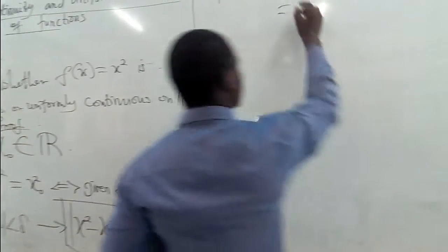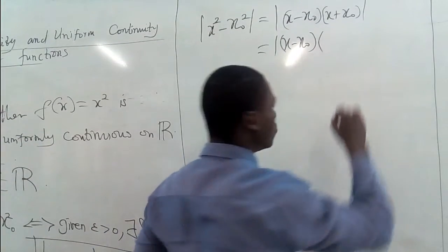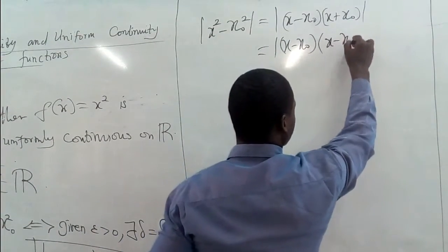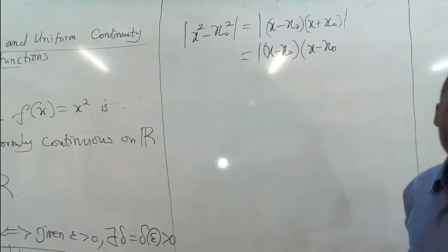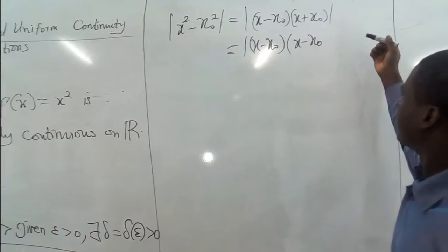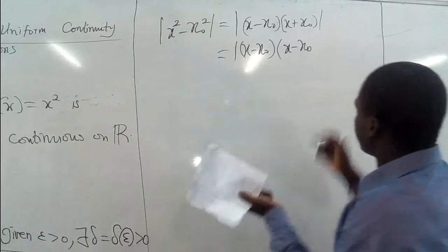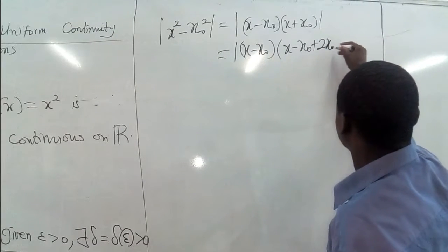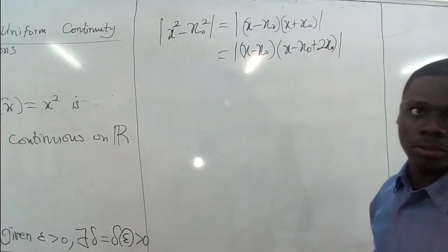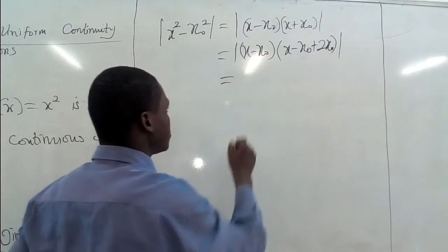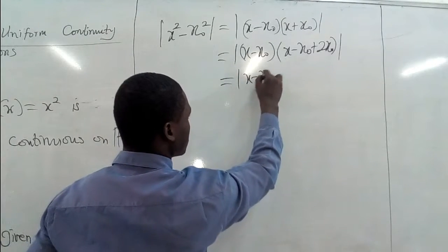So let's see how we do a little bit of create and destroy. We pretend and write here x minus x naught, then we'll be waiting to see whether we'll be accused of engaging in mathematical crime. Then, after realizing that here is x naught plus x naught, so to cater for that, we will bring in 2x naught, so that whoever simplifies this gets back what we had. We've not done anything great. So we have this one, the x minus x naught.